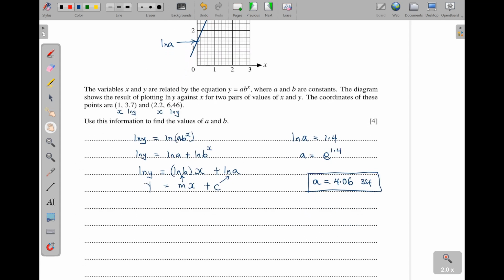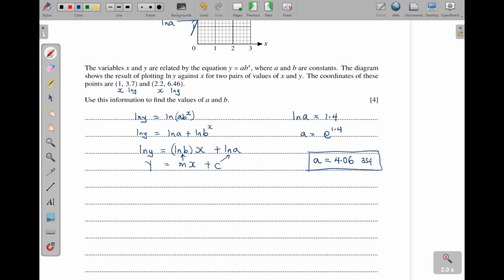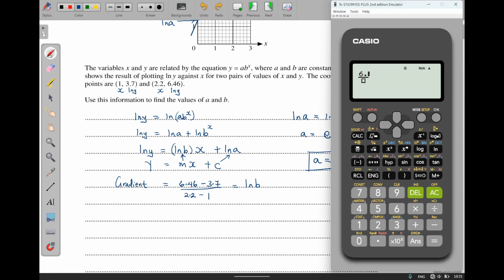Then the gradient is this one here. How do we get the gradient? We get change in the vertical over change in the horizontal. So we shall have 6.46 minus 3.7, we divide by 2.2 minus 1. Then this one will be equivalent to natural log of b. So what is this one simplified? 6.46 minus 3.7, we divide by 2.2 minus 1, because that is 1.2. So that is 23 over 10, or 2.3.